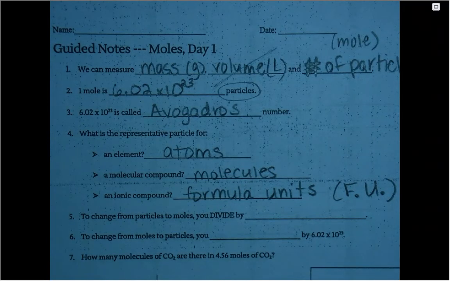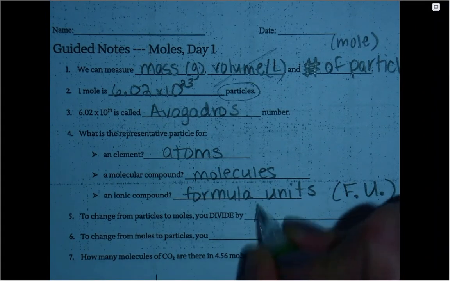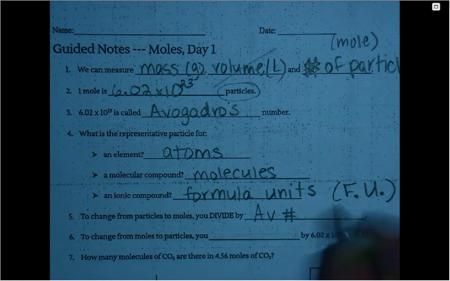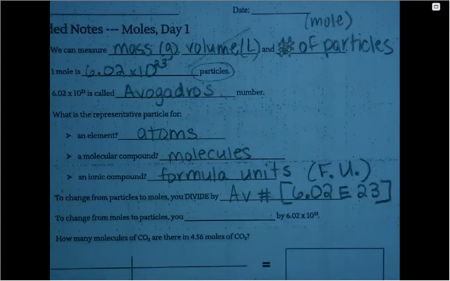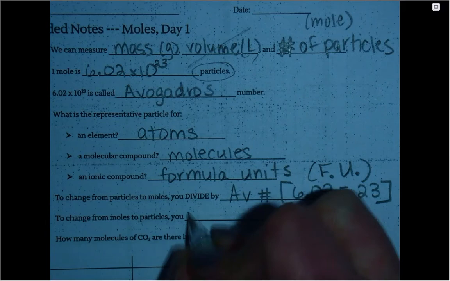Moving on, number 5 says to change from particles to moles, you will be dividing by Avogadro's number. Write Avogadro's number this way, by the way, okay? 6.02, put in E23. I'll explain the E in a second. To change from moles to particles, you will multiply.